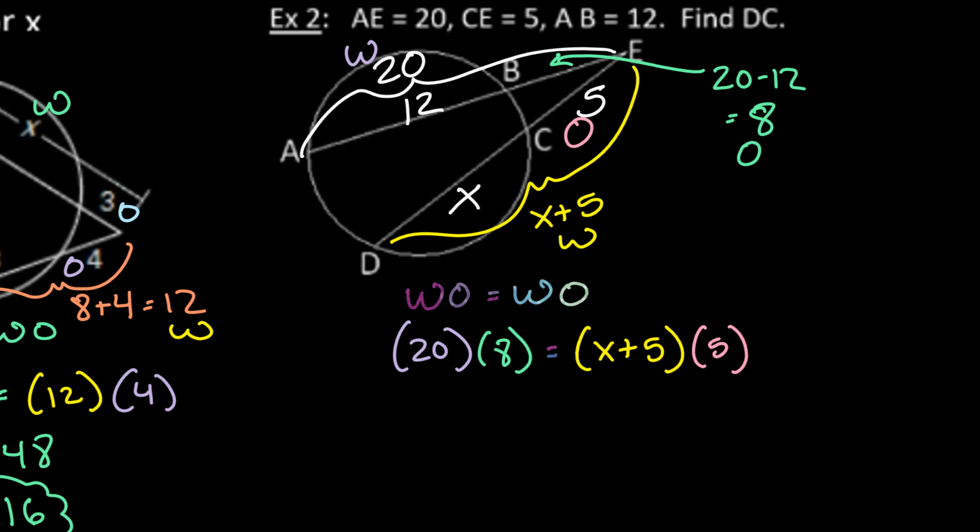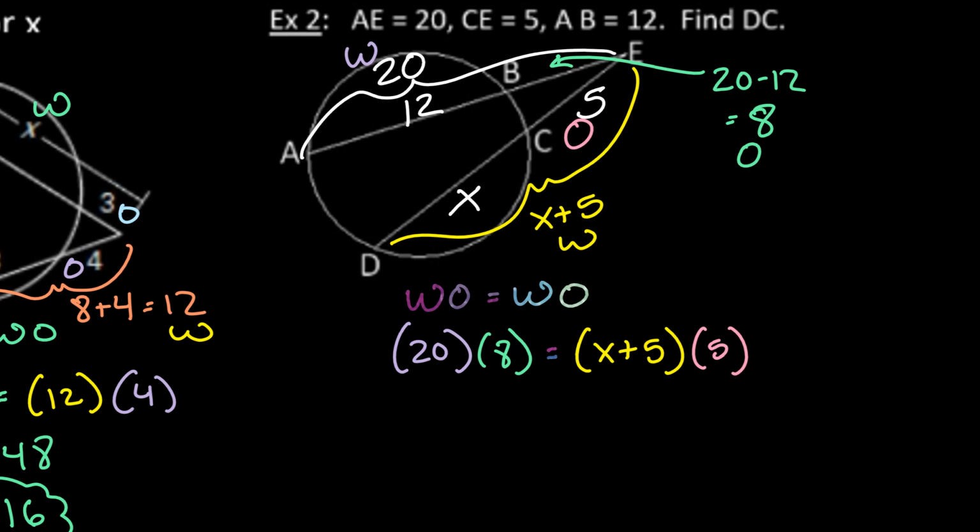And now we just solve. So 20 times 8 is? Good. What do I have to do on that right-hand side? Distribute the 5. So I have 5x, then what? Plus 5, right? Wait, why are you multiplying by 5? You also multiply 5 by 5, so wouldn't that be 25? Yes. Why am I multiplying by 5, you ask? That's the outside value. That's the outside of the whole, right? So you do whole times outside.